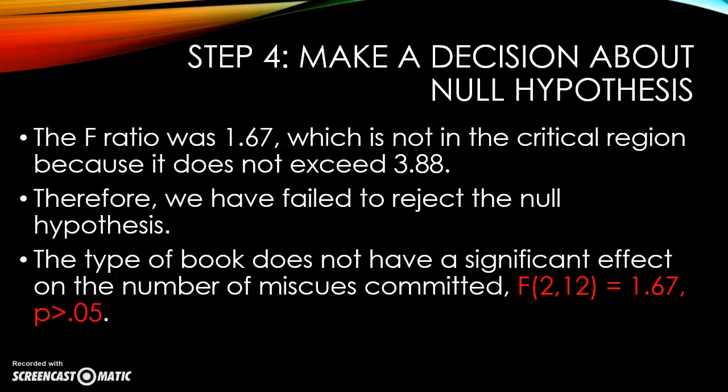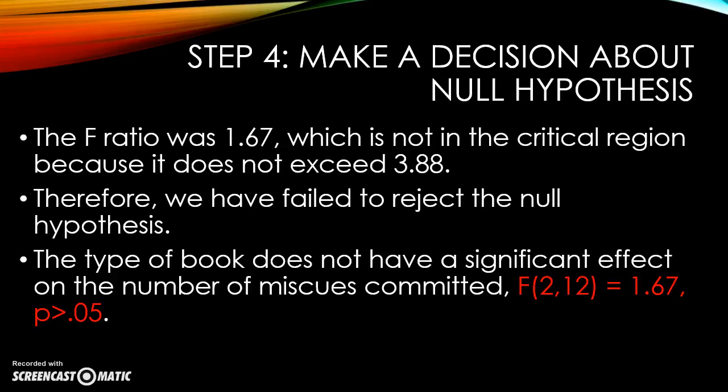And the final step of this ANOVA would be to make a decision about the null hypothesis. So we found that our F ratio was 1.67, which is not in the critical region because it does not exceed 3.88. So say we would have found an F ratio that was larger than 3.88, then we would have to reject the null hypothesis. But because we have found 1.67, which is not in the critical region, since it doesn't exceed 3.88, we have failed to reject the null hypothesis.